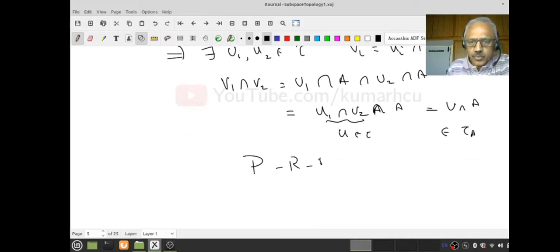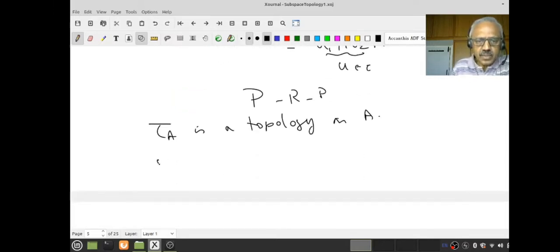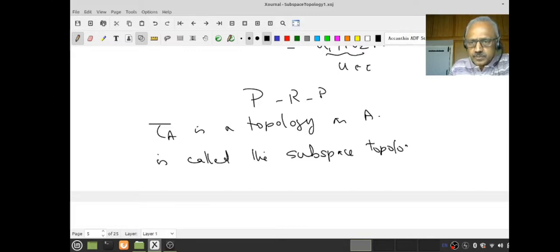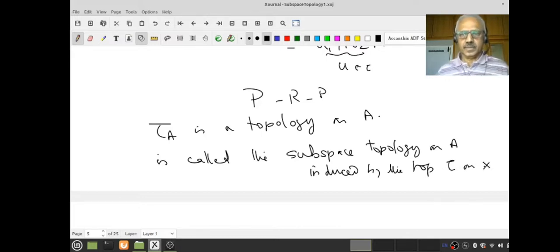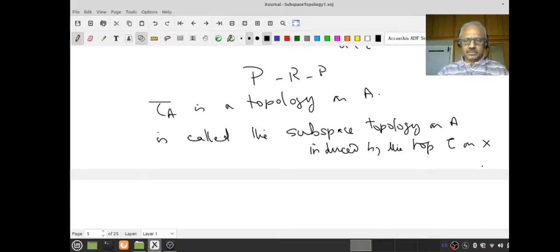So what you have proved is tau_A is a topology on A. Okay, this is called the subspace topology on A, induced by the topology tau on X. Okay, so let us quickly look at some examples, then we will do that.